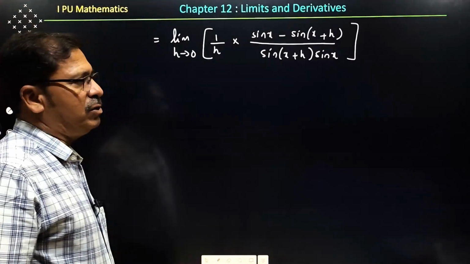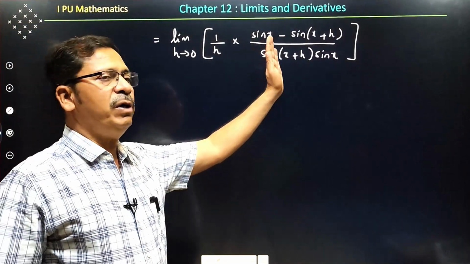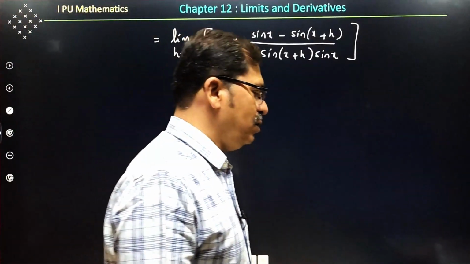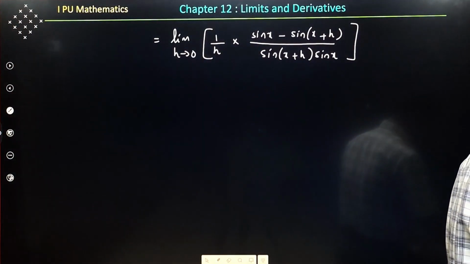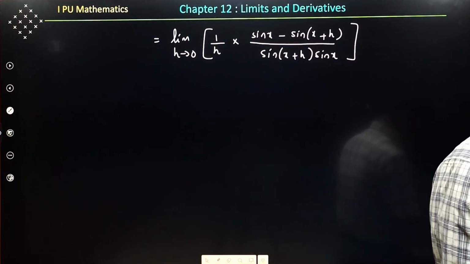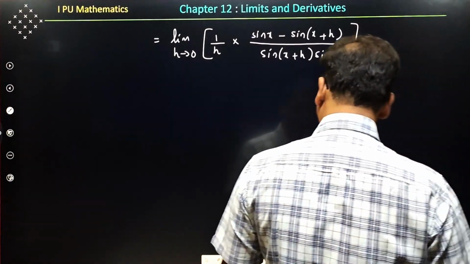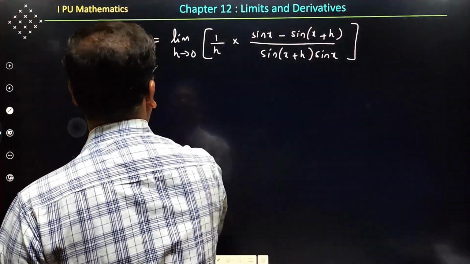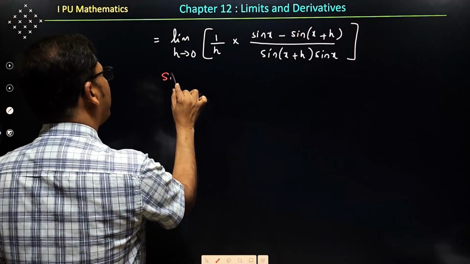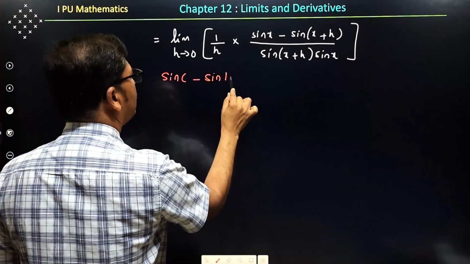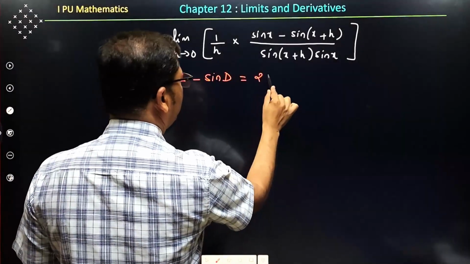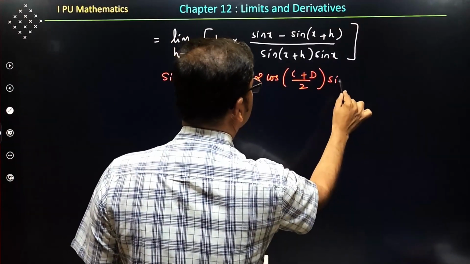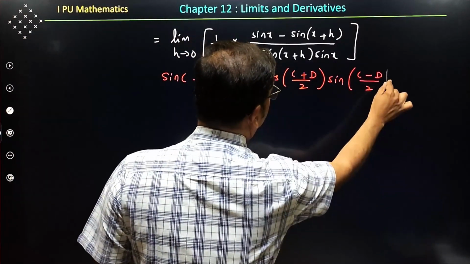In the next step of calculation, for the numerator term sin x minus sin of x plus h, you need to apply the sin c minus sin d formula. What is the formula for sin c minus sin d? Can anybody tell me? Sin c minus sin d is equal to 2 into cos of c plus d by 2 into sin of c minus d divided by 2. Okay, very good. This is the result.